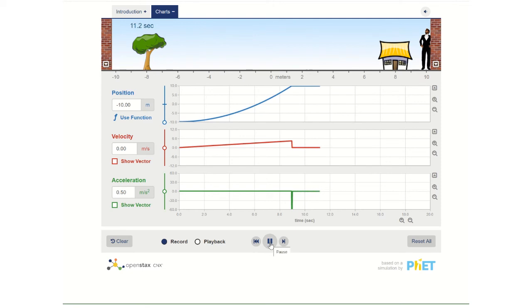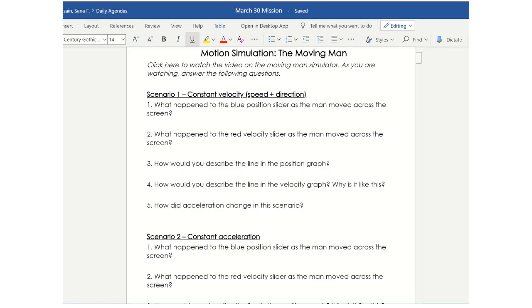Ooh, he hit the wall. Okay. So this time, what do you notice? Make your observations about how his position changed. Did the velocity change? Right, when we kept acceleration constant. So go back to scenario number 2, answer those questions, and then you can move on to your exit ticket for today.